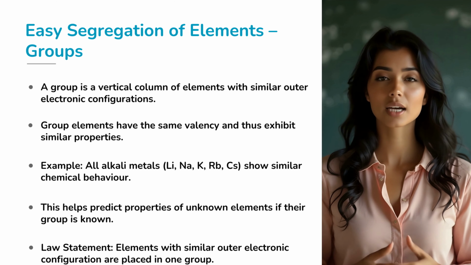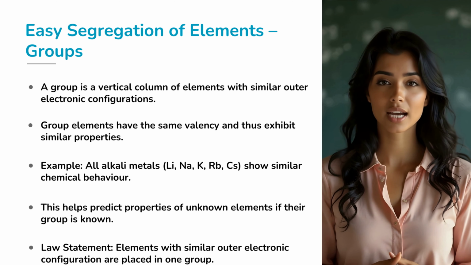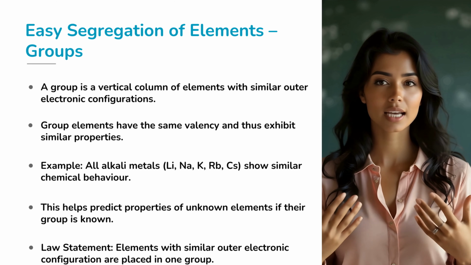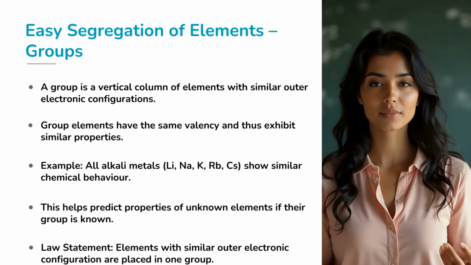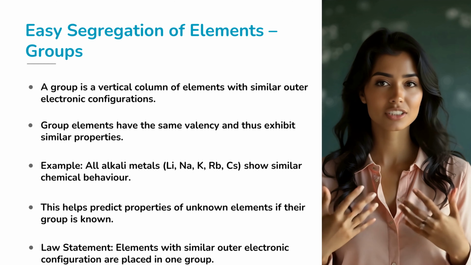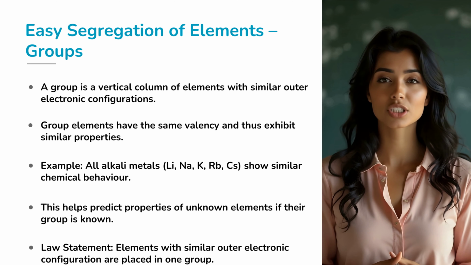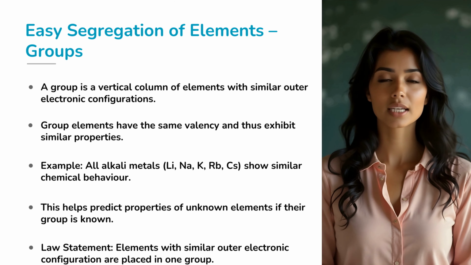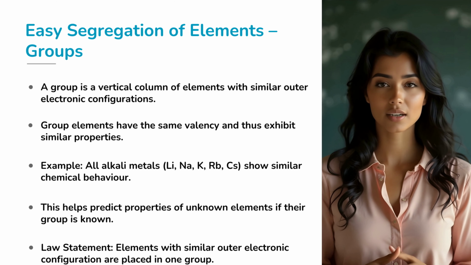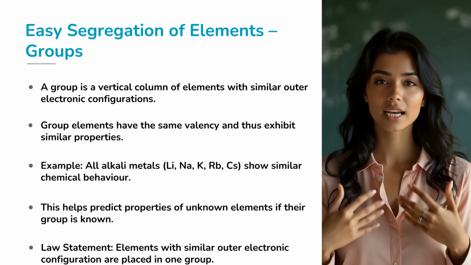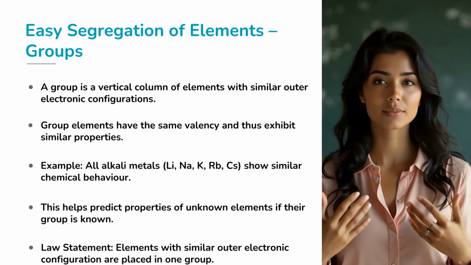Think of the alkali metals lithium, sodium, potassium, rubidium, and cesium. Each of them has a single electron in their outermost shell. That one electron makes them behave alike, reacting vigorously with water, forming hydroxides, and releasing hydrogen gas. So, whenever you know the group of an element, you can almost predict its properties. Isn't that like having a cheat sheet for chemistry?